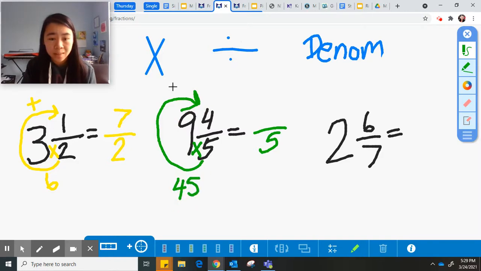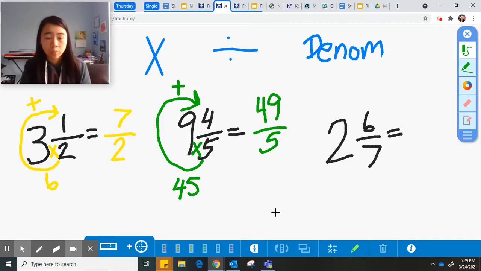And then plus 4, we're going to add the numerator. 45 plus 4 is 49. And we kept our denominator the same, so our answer is 49 over 5. And again, though, these mixed numbers and improper fractions are equivalent to each other. They equal the same thing.